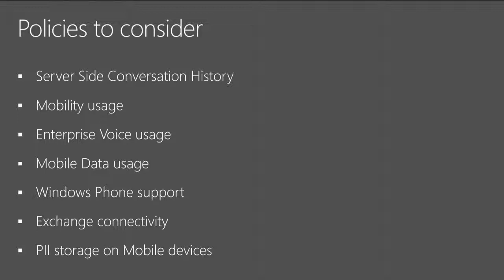So I think we already talked about the various policies that you have the ability to control. We have server-side conversation history. You can control mobile usage, enterprise voice usage, and data. And Windows Phone was one thing we didn't talk about. Given that the IM and all is actually sent over the push notification channel outside your enterprise, some companies have concern because the actual message goes outside their network and onto the Microsoft push notification services. So if you have concerns, you have the ability to turn push notifications off as well.